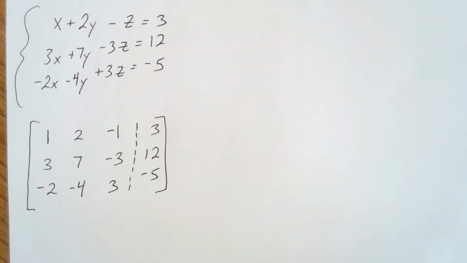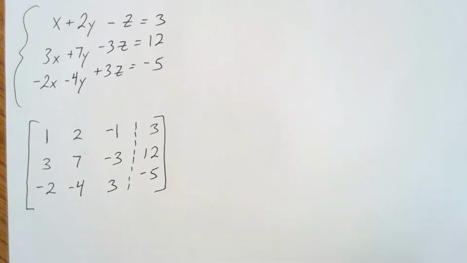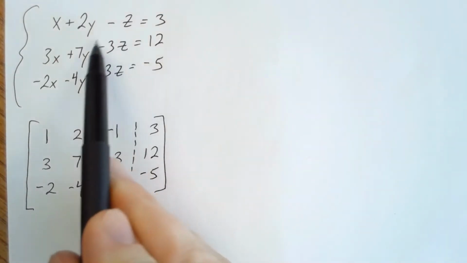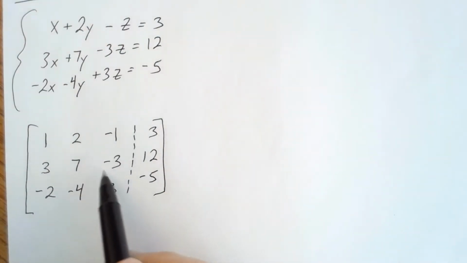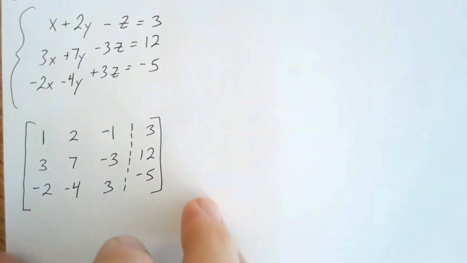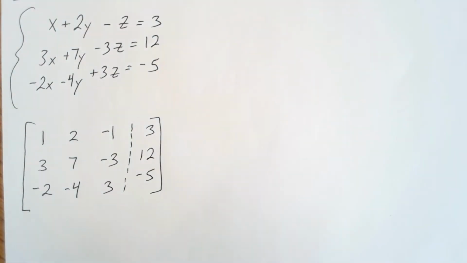Now, just a few notes to make sure that you understand: if there wasn't a variable, say for z, maybe there wasn't a z in the second equation, we would put a 0 in that placeholder. We don't want to lose any information, but we do want to make sure everything is representative of what we're looking at.